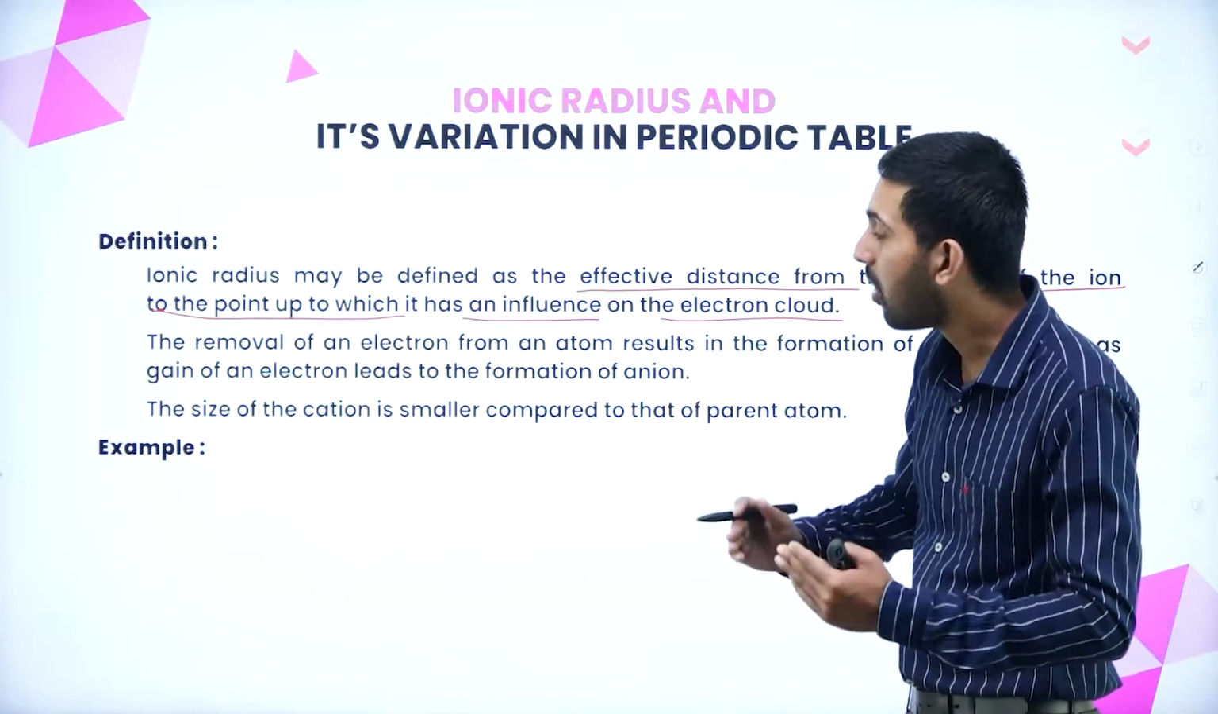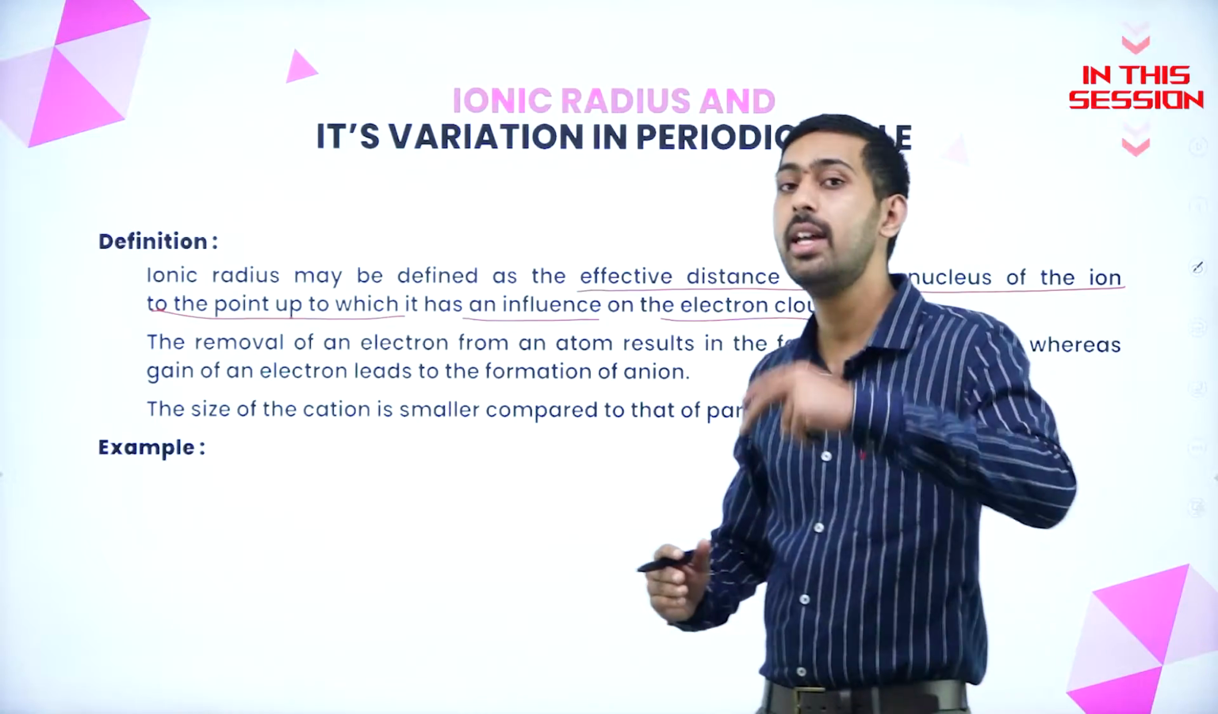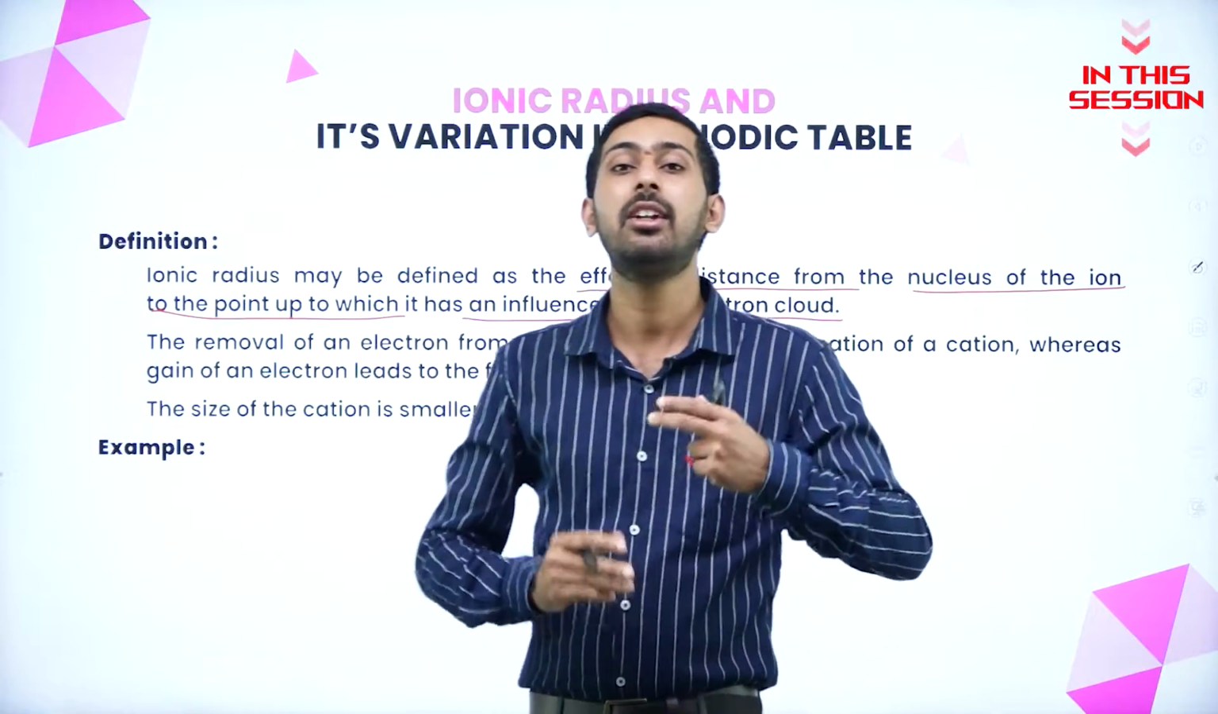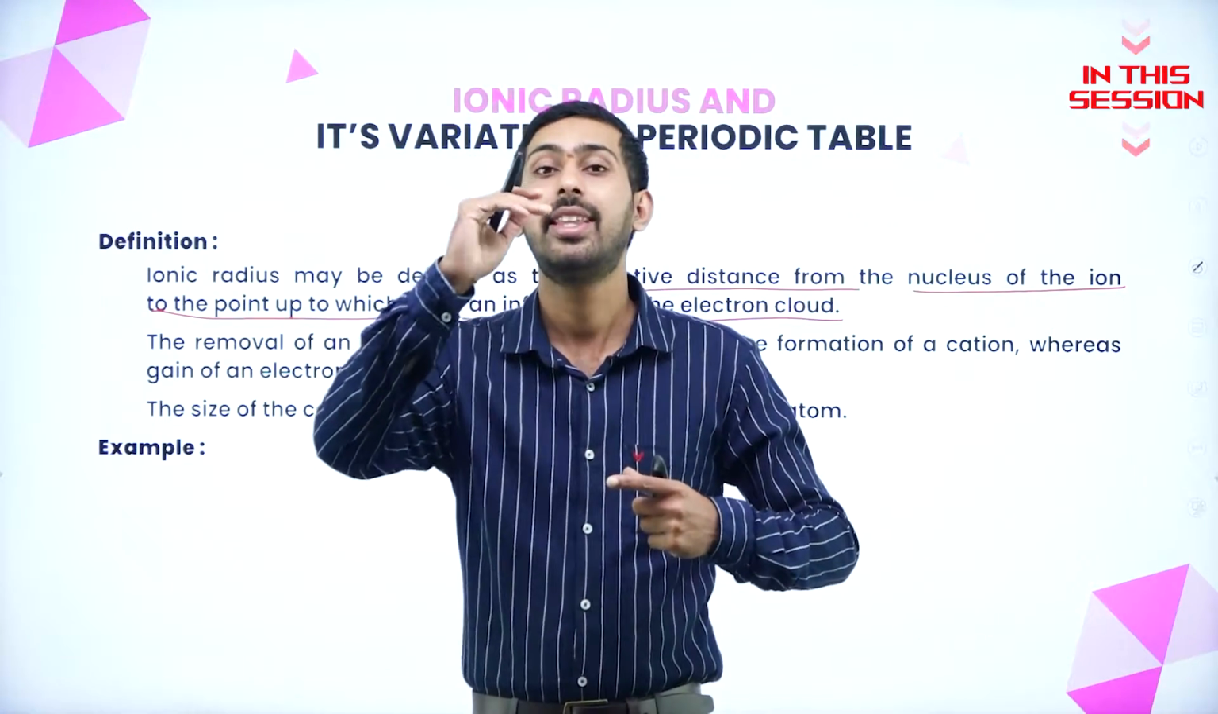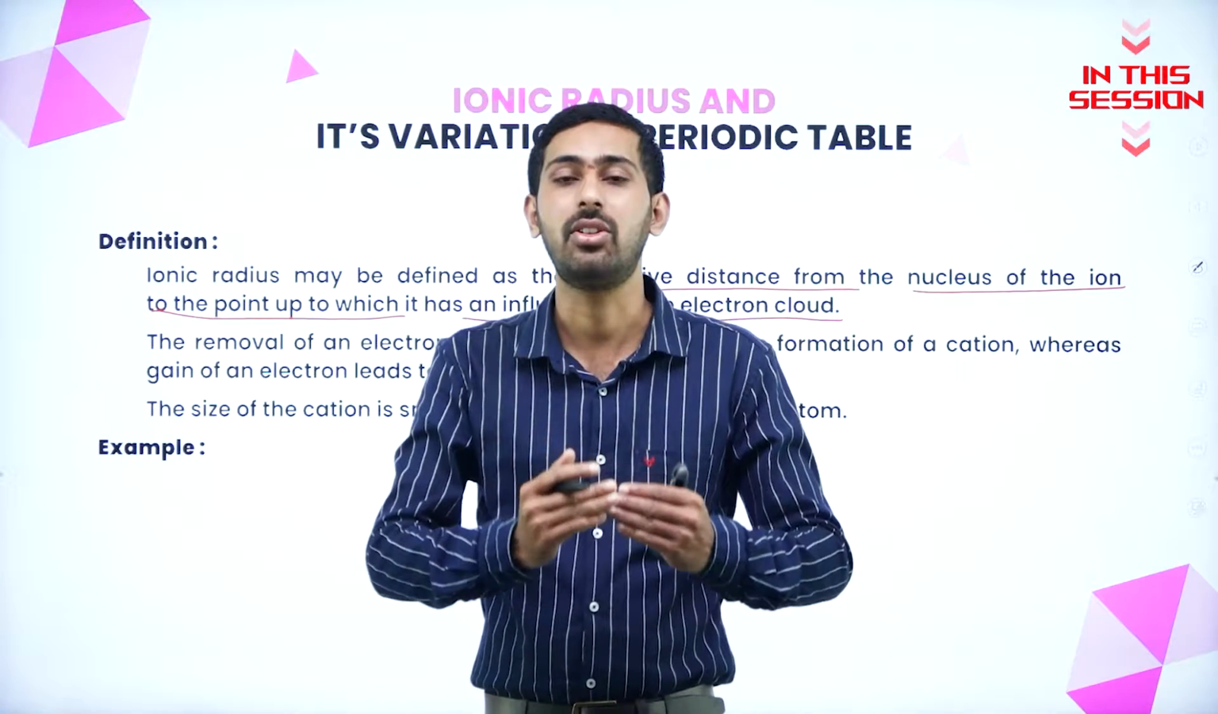What do you mean by ionic radius? We can say it is an ion when the element loses one electron, then we can say that it is in an ionic state.